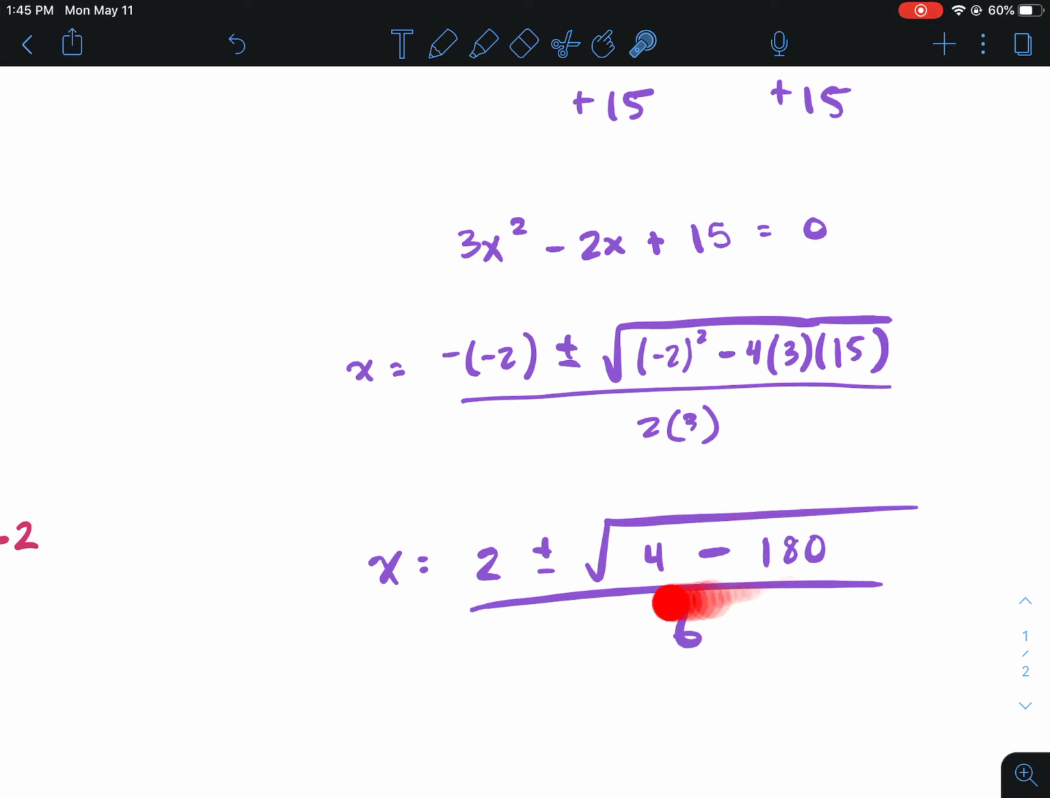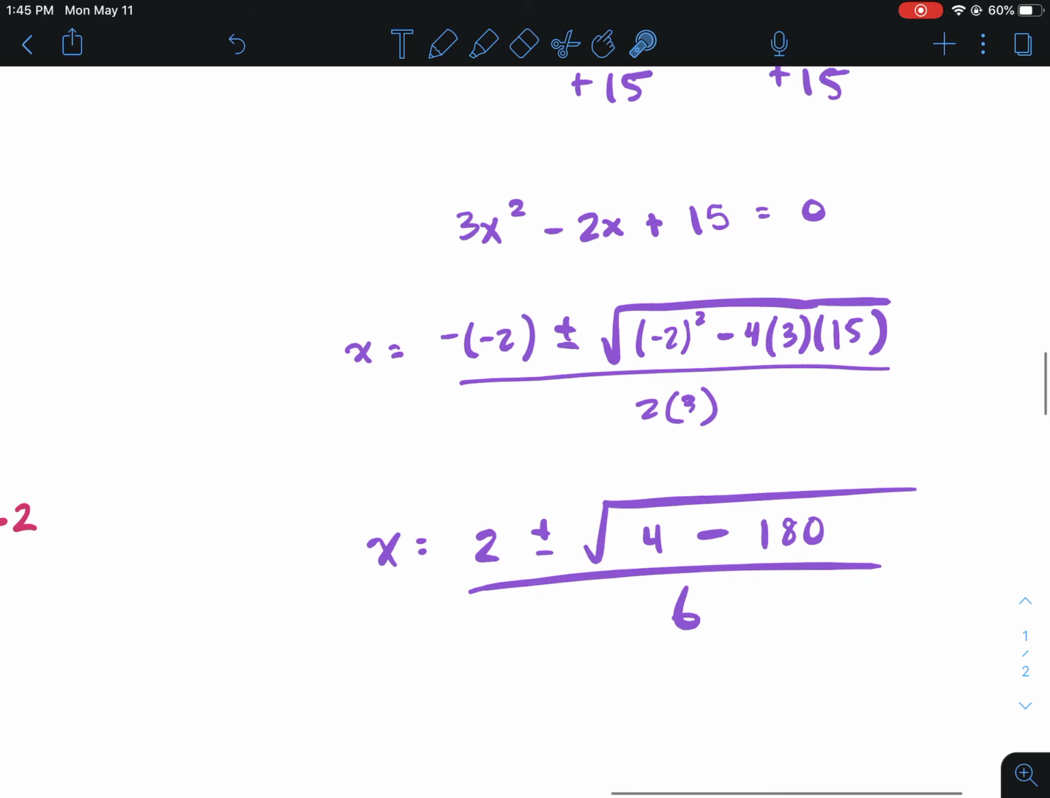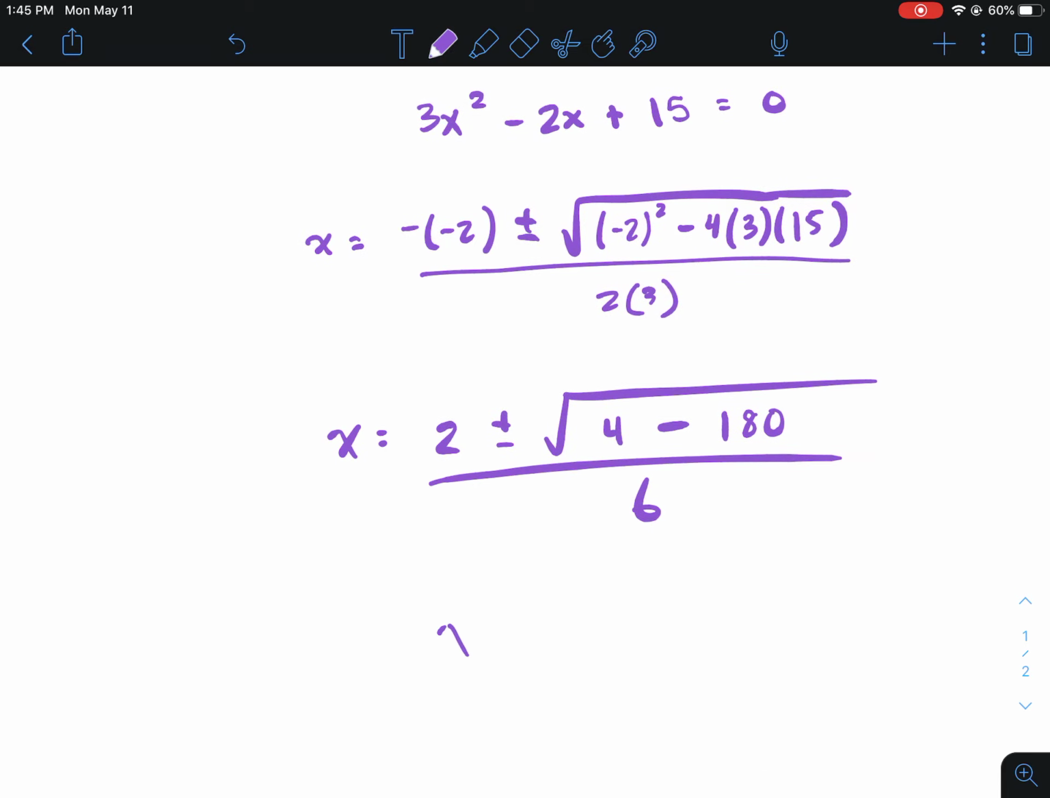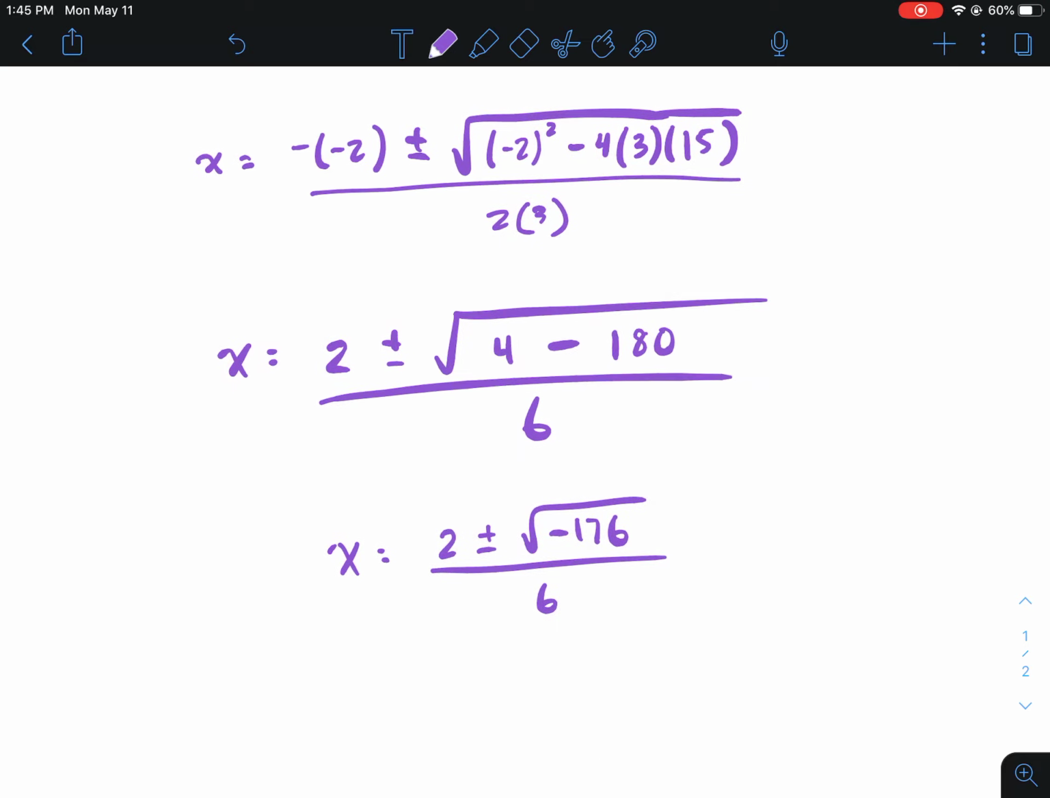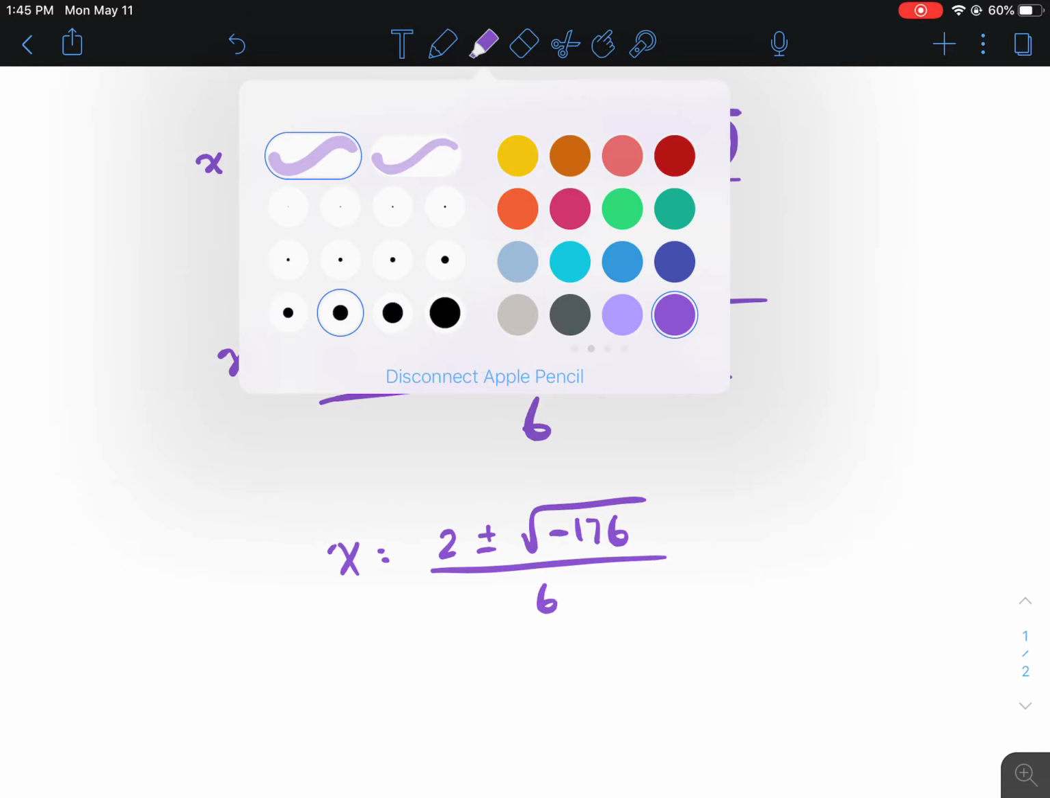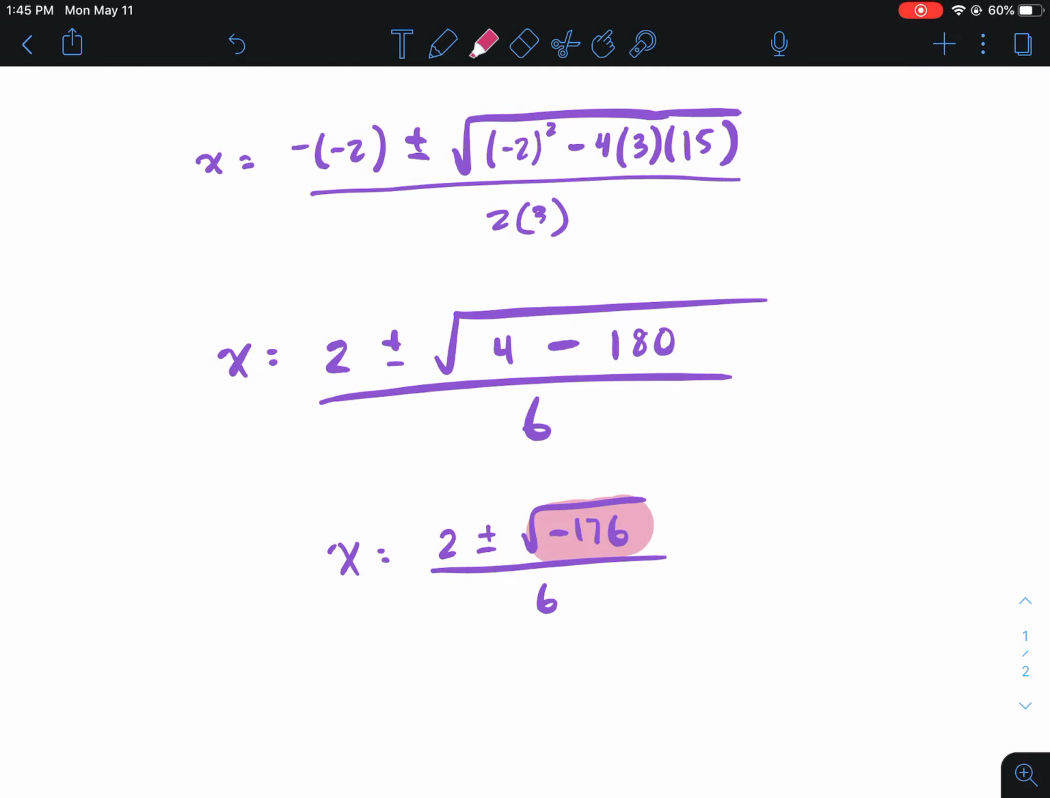So before we continue, you might notice what's going to happen here. Let's always pay attention to what's happening in our discriminant, right? 4 minus 180. That's going to be a negative number, and so automatically I know that this has no solutions because you can't have the square root of a negative number, right? Negative 176 over 6. This right here means no real solutions.